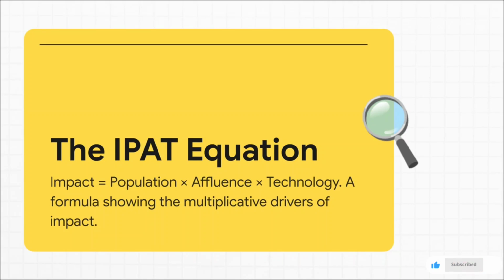Impact equals population times affluence, which is basically how much stuff each person consumes, times technology. Now, to lock this in for your exam, you have to use this mnemonic: I pass all tests. Get it? I-P-A-T. I pass all tests. It's so easy to remember.